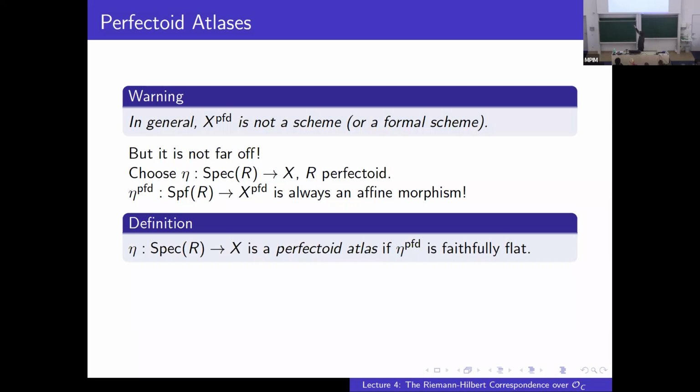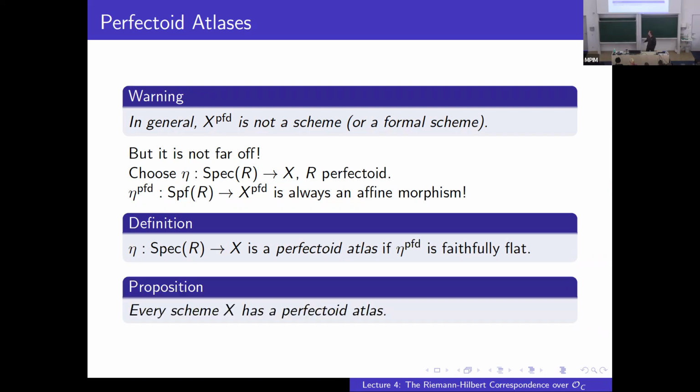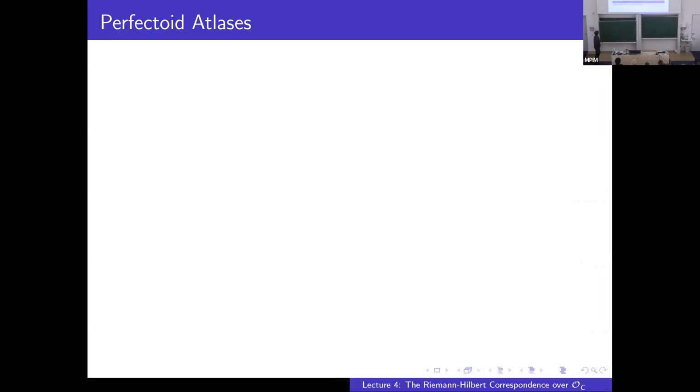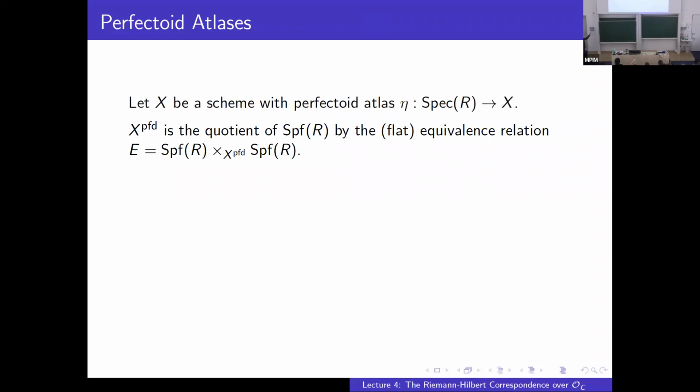And we'll say that this map from Spec R into X is a perfectoid atlas if it's not just an affine morphism, it's a faithfully flat morphism. And you can always find these things. So you can always choose a perfectoid atlas, and that gives you some presentation of X perfectoid as a quotient of an affine formal scheme. So let's pick one. And then what do we learn?